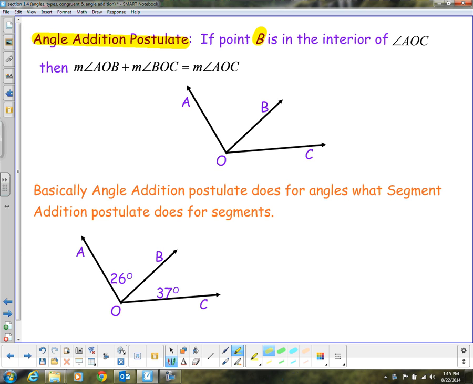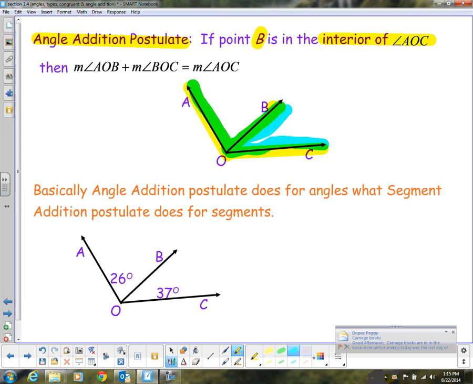So if point B is in the interior of angle AOC, so start at A, trace down to O, and you go over to C. And to be in the interior, it's got to be in this region. So B is in the interior of angle AOC. Then they're saying that the measure of angle AOB plus the measure of BOC has to equal the measure of angle AOC.